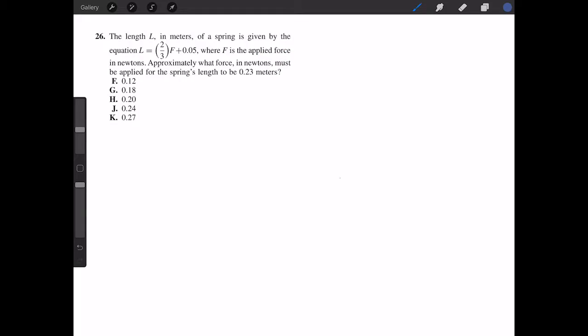For problem 26, the length L in meters of a spring is given by the equation L equals 2/3 F plus 0.05, where F is the applied force in newtons. Approximately what force in newtons must be applied for the spring's length to be 0.23 meters? So you need to be able to plug in correctly, and use your TI or calculator correctly, otherwise you're going to end up with some mistakes there.